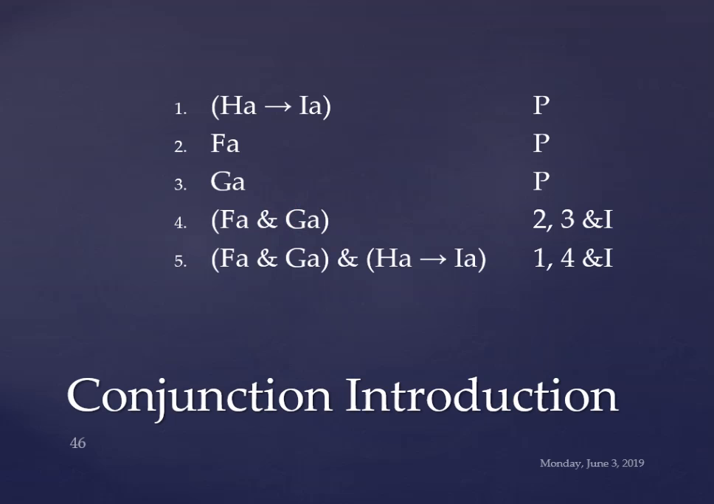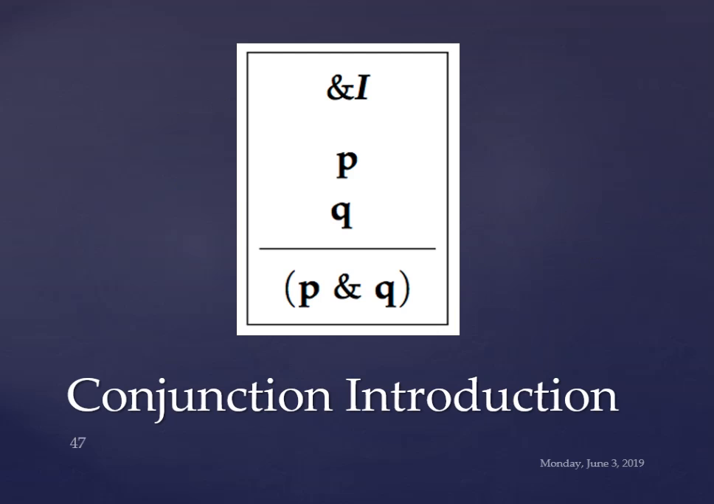So the picture that you should commit to memory is this. &I, P on a line, Q on a line, then you can write down P and Q. Or you could write down Q and P. I didn't do another one like that, but that's okay too.